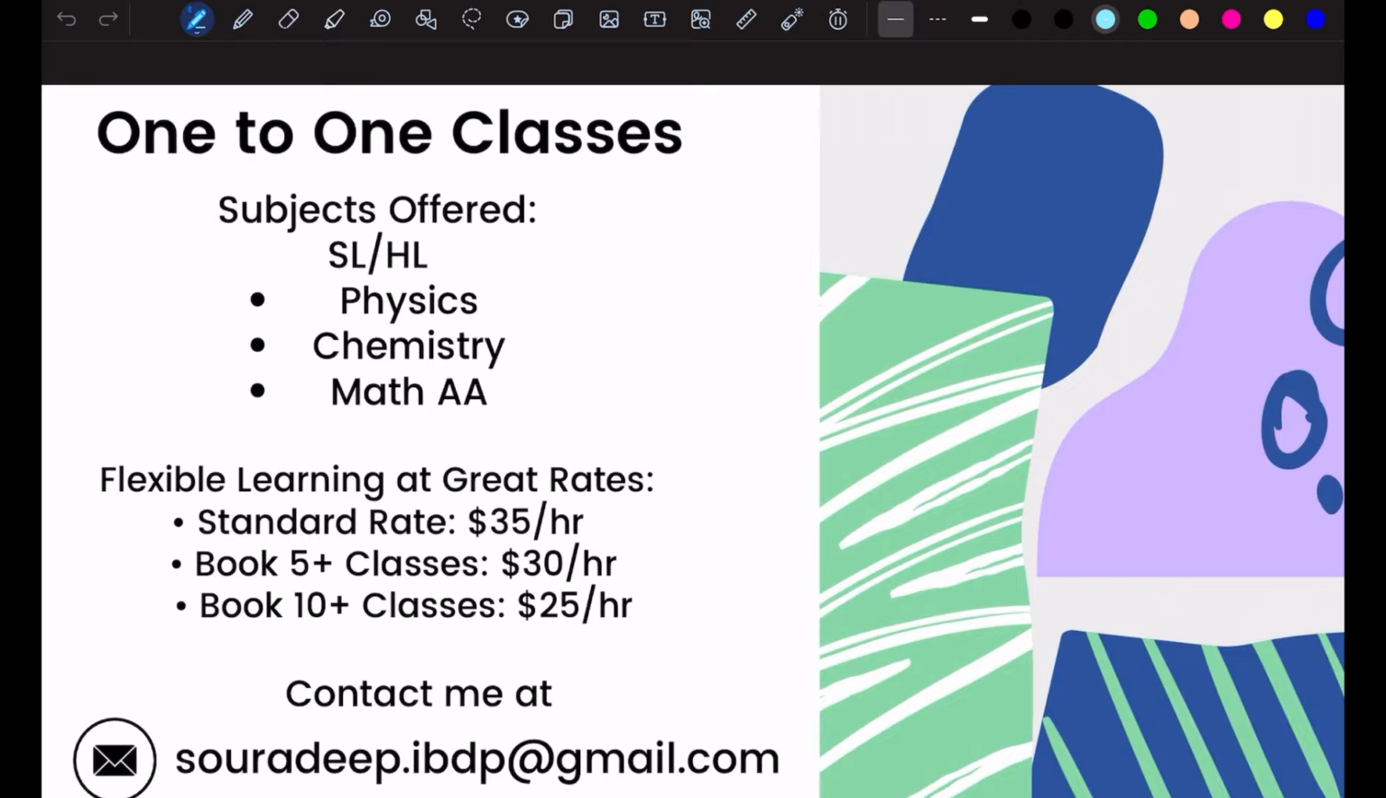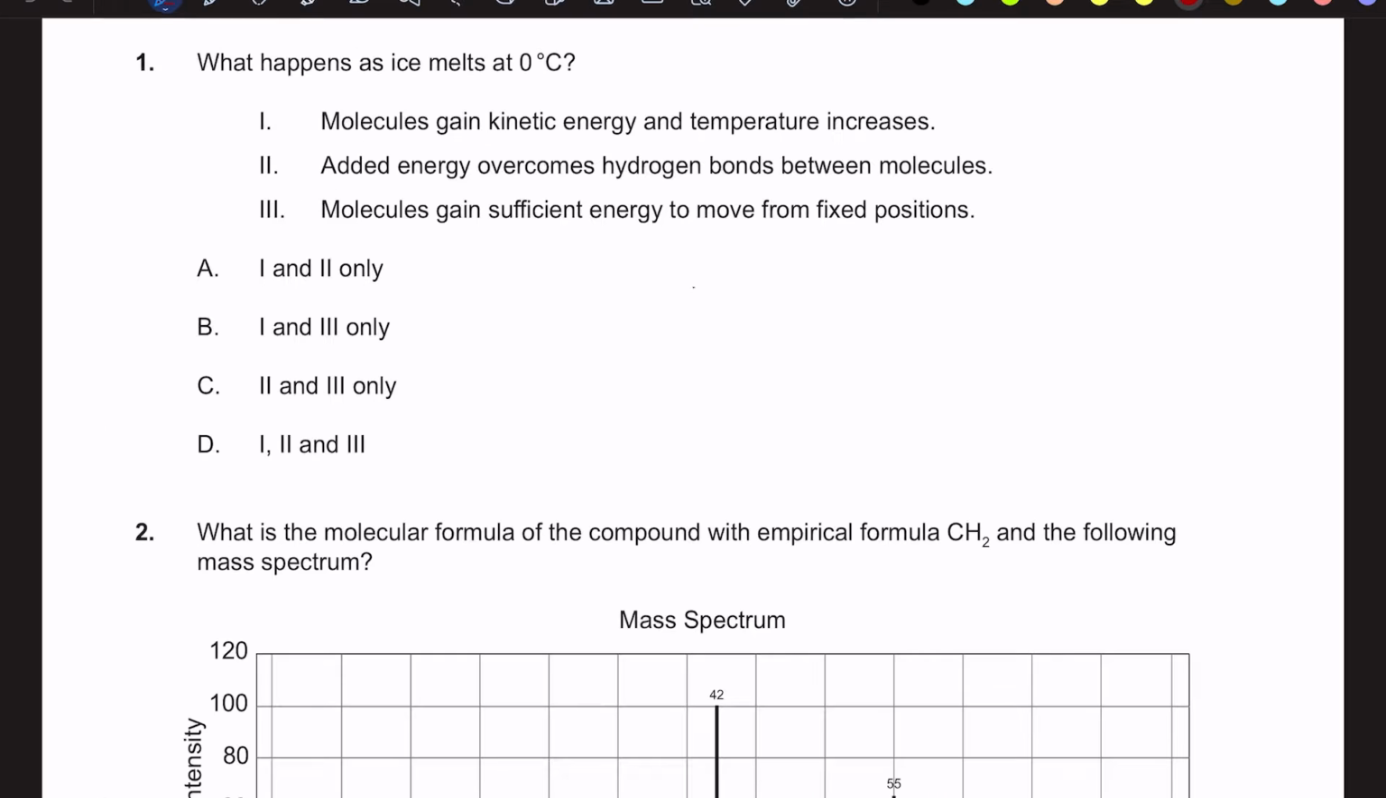So with this, let's get started with this paper. Here we start with the first question. It says, what happens as ice melts at 0 degrees Celsius? We have three options, and we have to identify which options are correct.